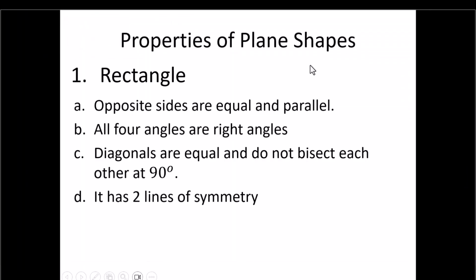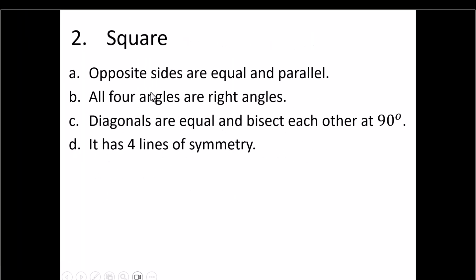Let's close this. So the next property is a square. For a square, we say all opposite sides are equal and parallel, just like a rectangle. All four angles are also right angles. That means all angles are 90 degrees. Then diagonals are equal and bisect each other at 90 degrees. Then it has four lines of symmetry.